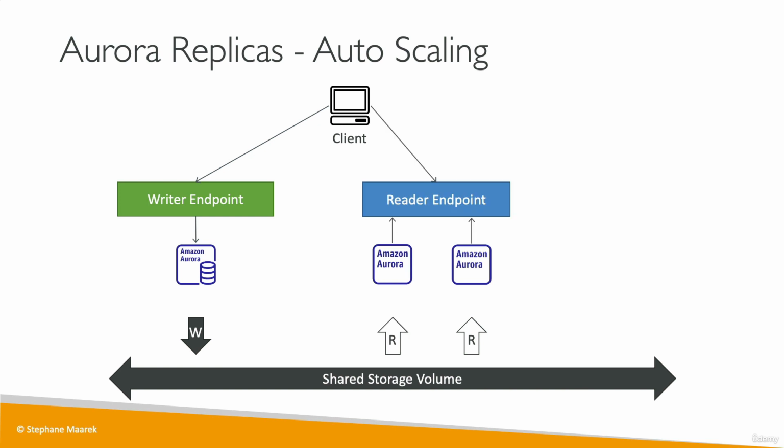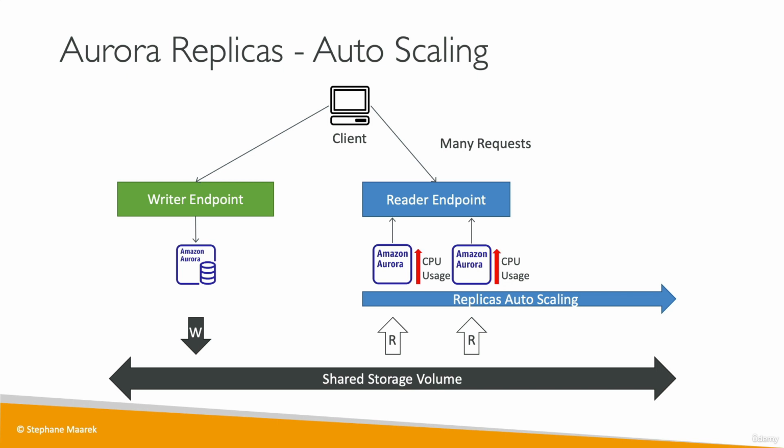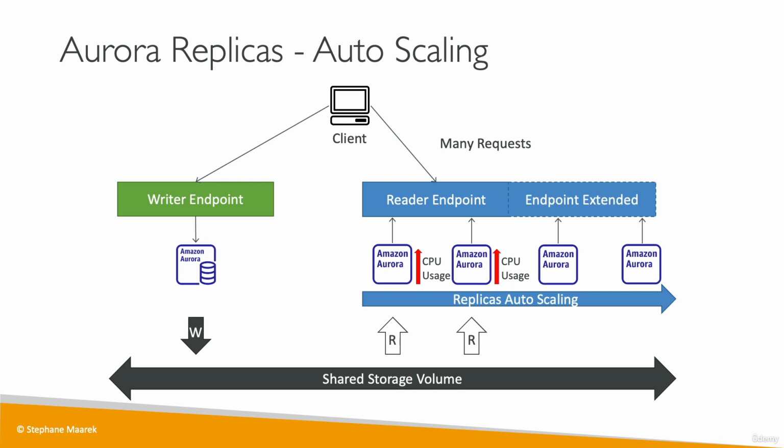Okay. Now let's say that we are having many read requests on the reader endpoint, and therefore the Amazon Aurora databases have an increased CPU usage. In that case, we can set up replica autoscaling. What this will do is add Amazon Aurora replicas, and then automatically the reader endpoint is going to be extended to cover these new replicas. These new replicas will start receiving some traffic, and the reads will be happening in a more distributed fashion, hopefully bringing down the overall CPU usage. So this is replica autoscaling.